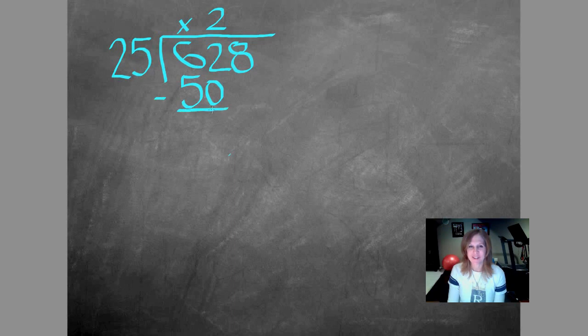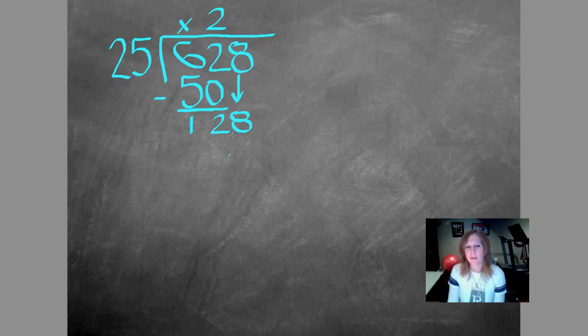Oops. 2 minus 0 is 2. 6 minus 5 is 1. Bring down the 8. And you know I always tell you to draw those bring down arrows so that you can keep track of whether or not you've actually brought a digit down. Now we have the number 128.